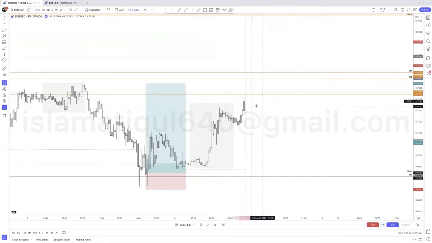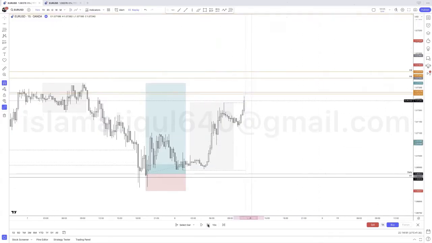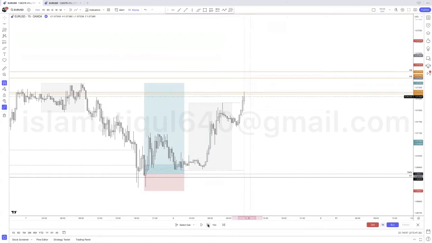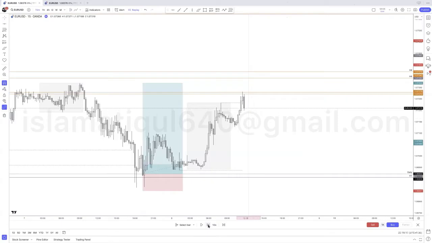It runs above Asia, timing is not good, right? 15 minutes before New York, it runs above Asia. So let's see. Yeah, we can see a very small rejection. Can you see that? A very small rejection. Doesn't look very good to enter though. So let's wait for one more candle and then enter. Yeah, now it looks good. We have this engulfing candle.